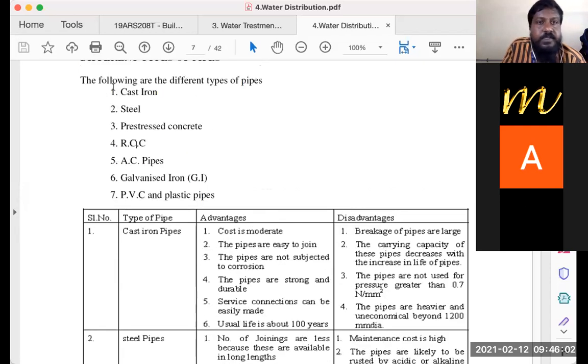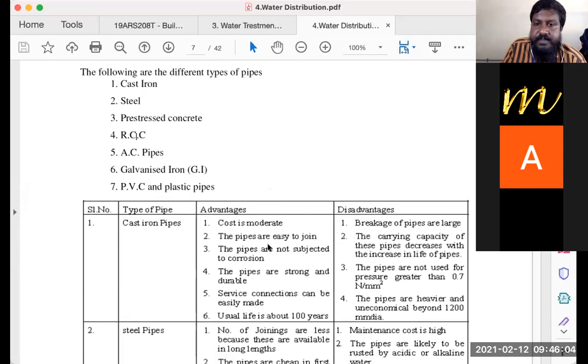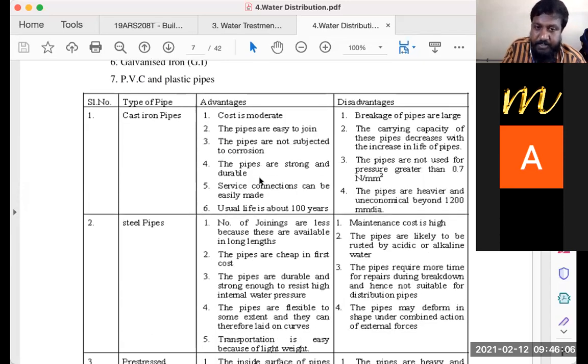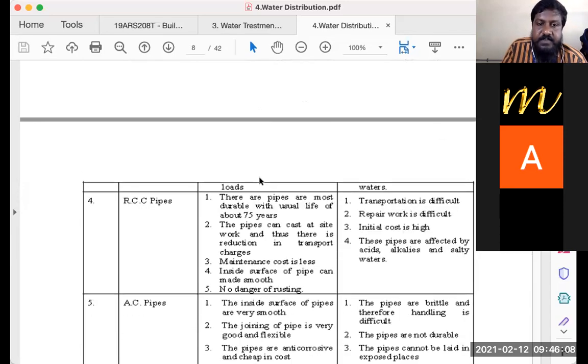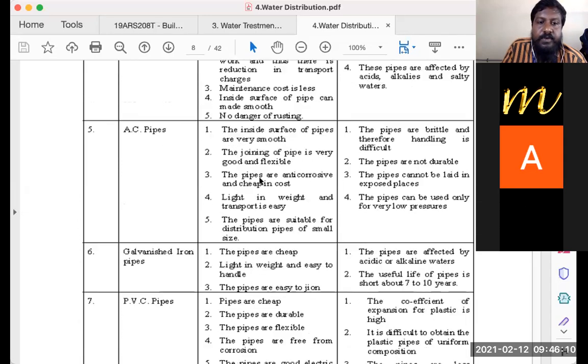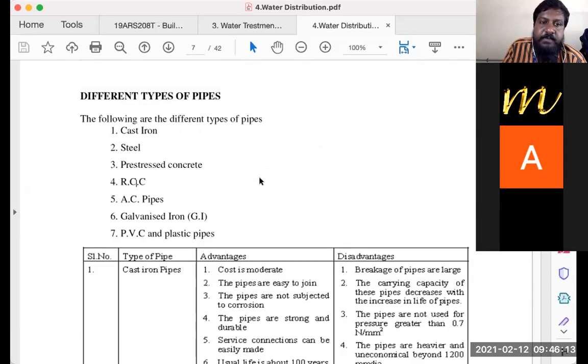You guys make a note and have your own readings. There's no point in me reading through them, it doesn't serve the purpose. You can have a reading on your own of the various types of pipes and what the pros and cons are for each of them.